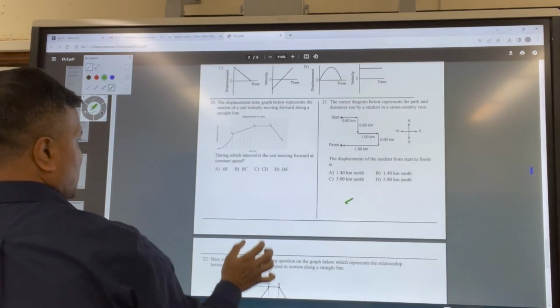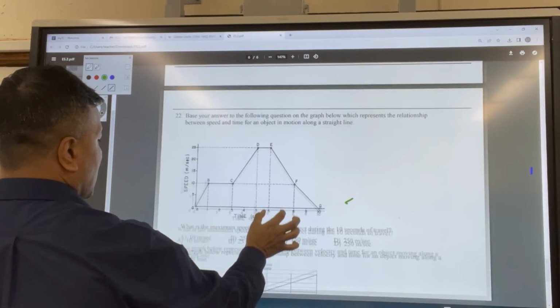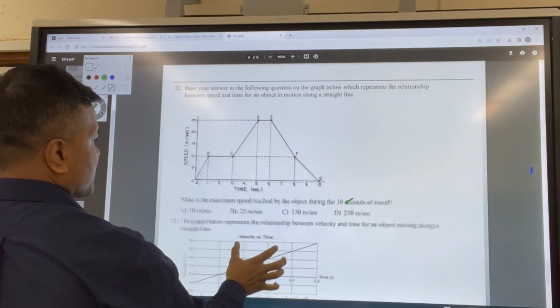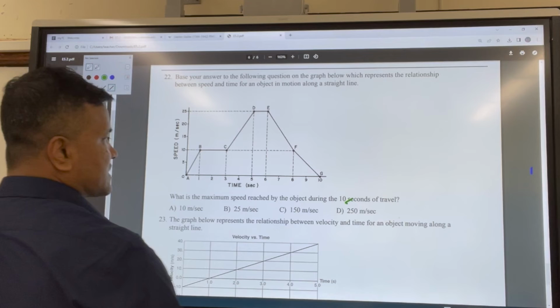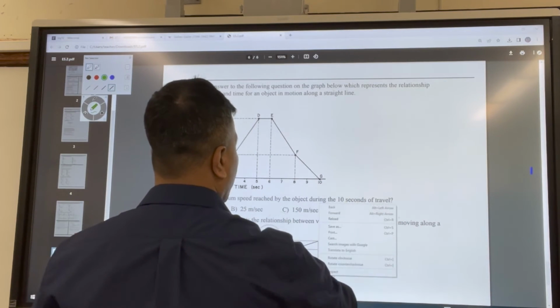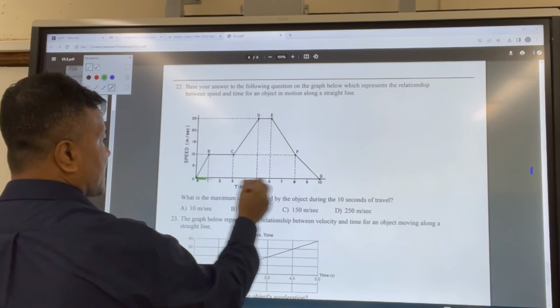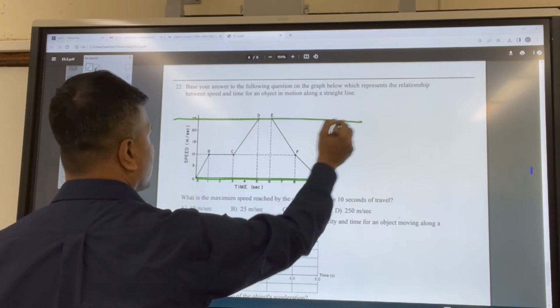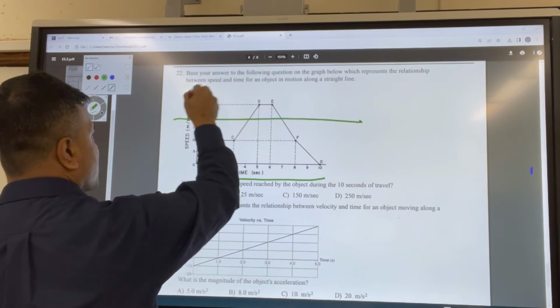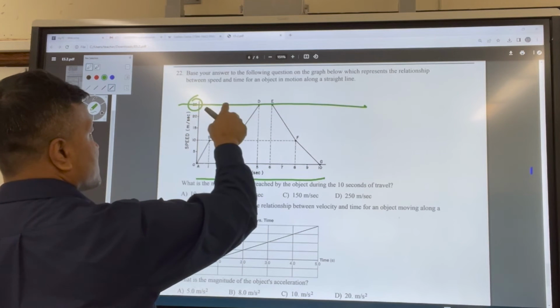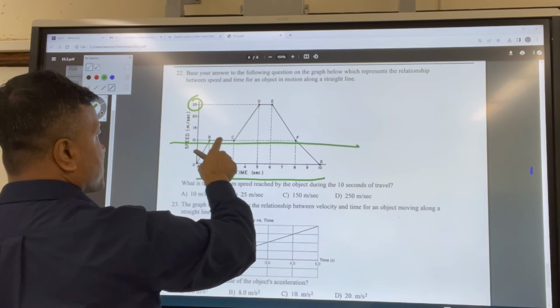Problem 22: what is the maximum speed reached by the object during 10 seconds? The maximum speed would be 25. This is the maximum speed, right? This is not the maximum speed. This is not maximum.